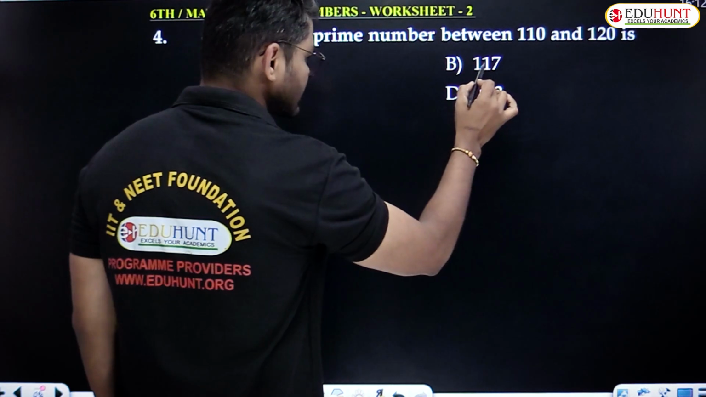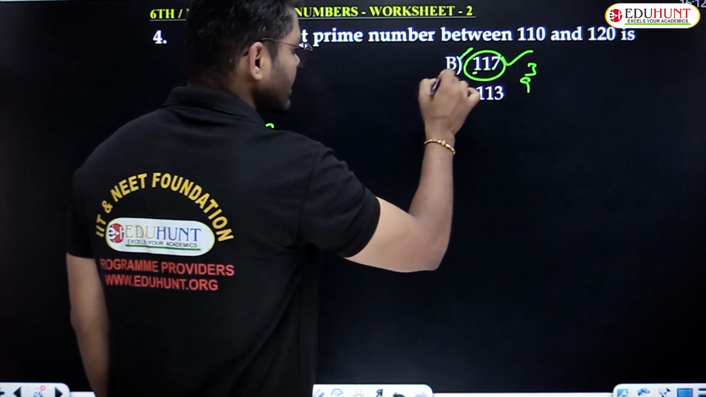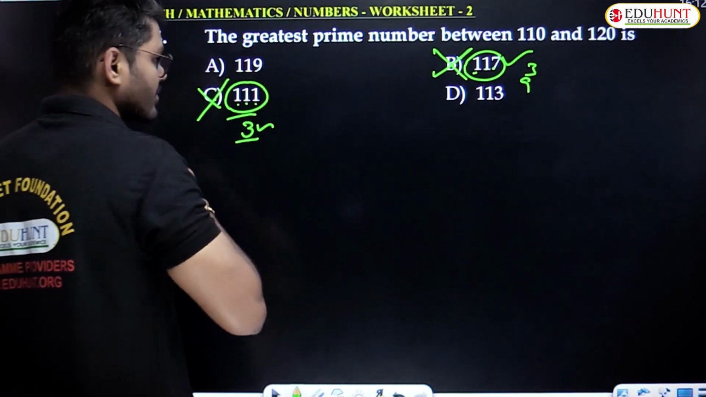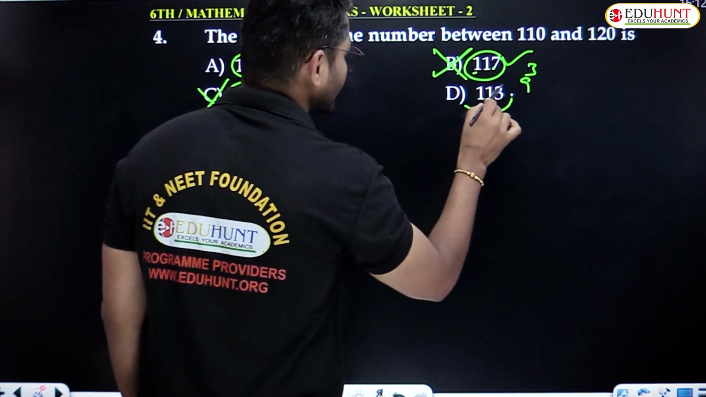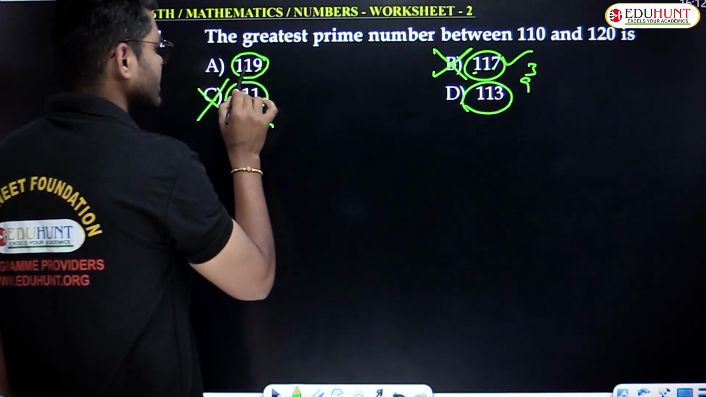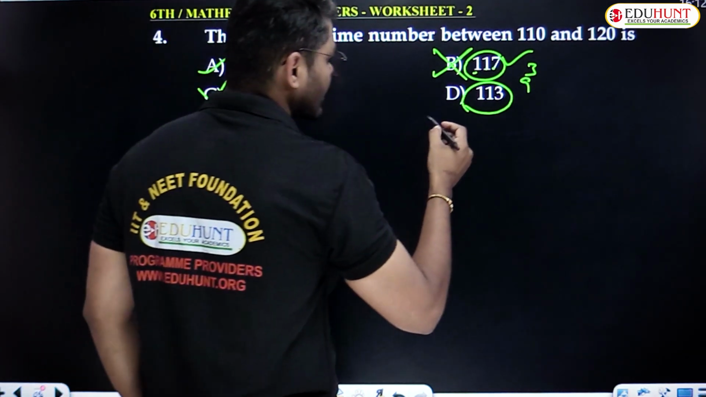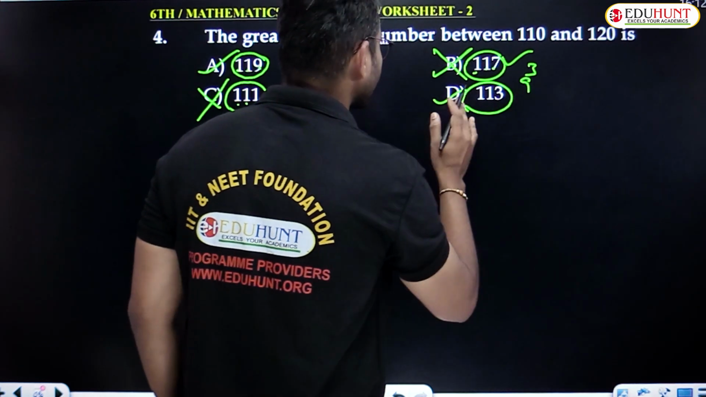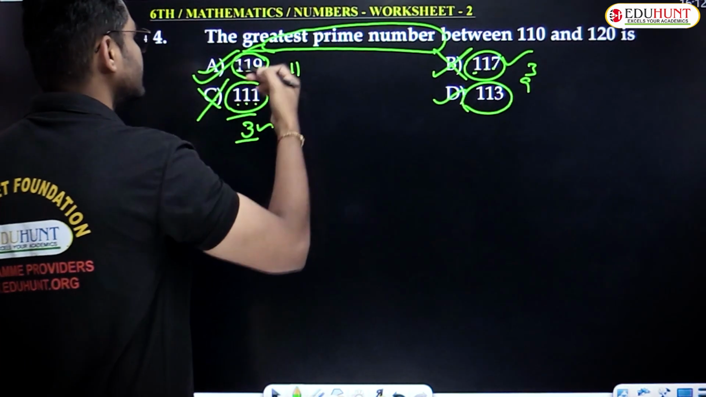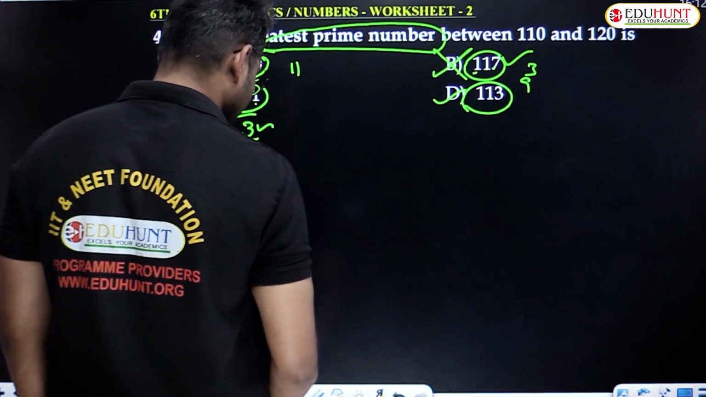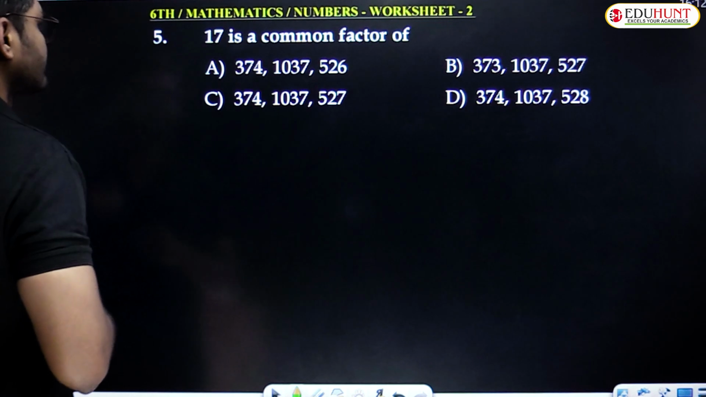Okay, next. 117, 8 to 9, therefore it is divisible by 3 and 9, therefore it is not a prime number. Okay, next. Check in between 119 and 113. 119 is a prime number and 113 is also a prime number. But the greatest prime number between 110 and 120 is 119. Therefore, the answer for this question is 119. Okay, let's move on to the next question.